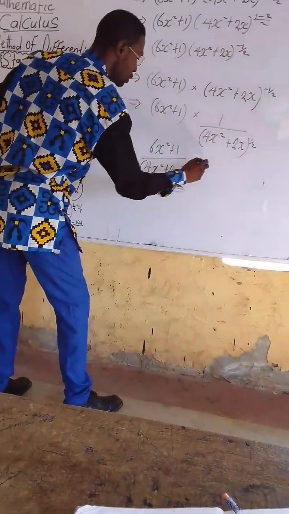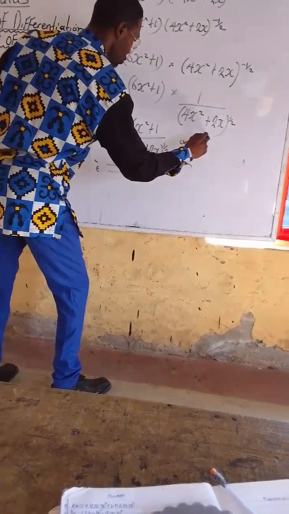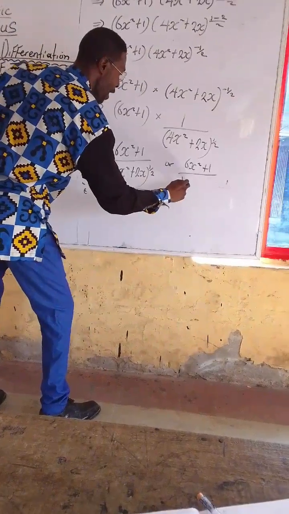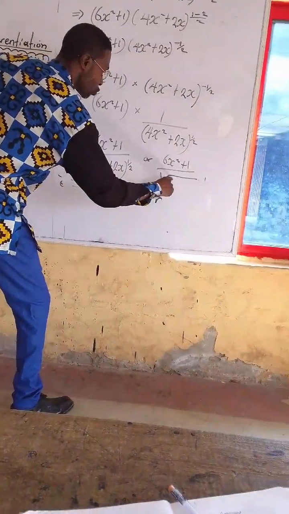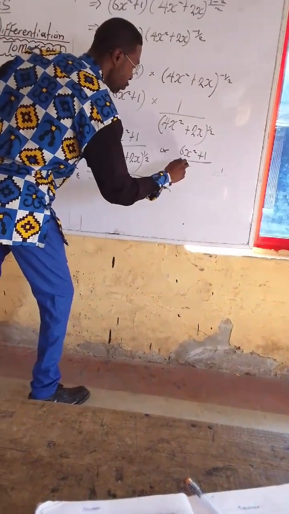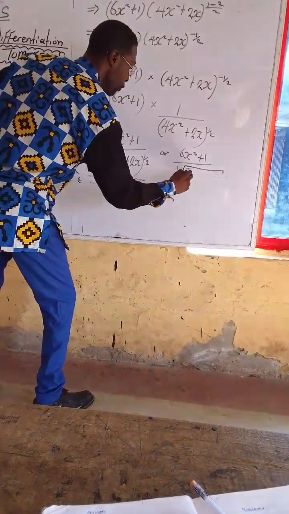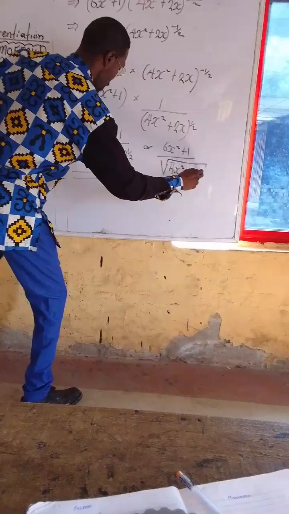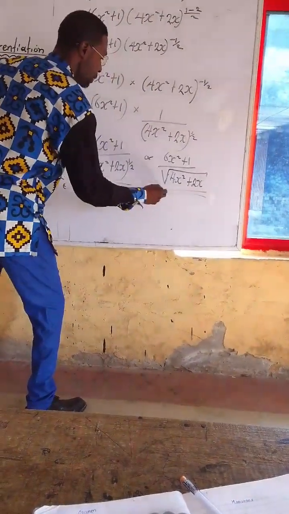Or you turn this half to square root. 6x squared plus 1 over square root. This half is the one that turned to square root. Then we now put 4x squared plus 2x. Final answer.